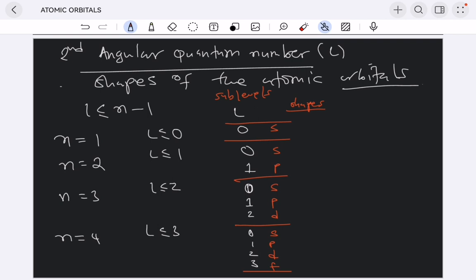Now, how can we relate this to electronic configuration, which we're going to look at in the next video? So we have 1s, we have 2s, 2p, we have 3s, 3p, 3d, then we have 4s, 4p, 4d, and 4f.